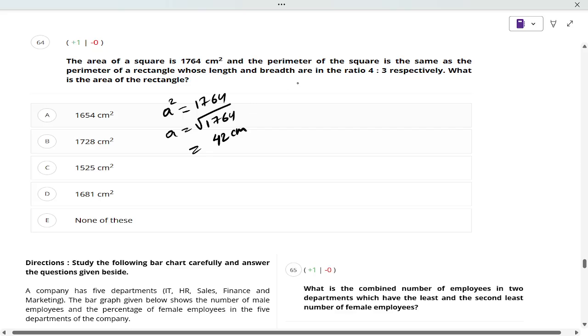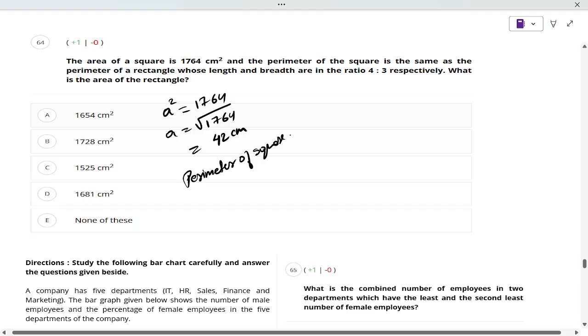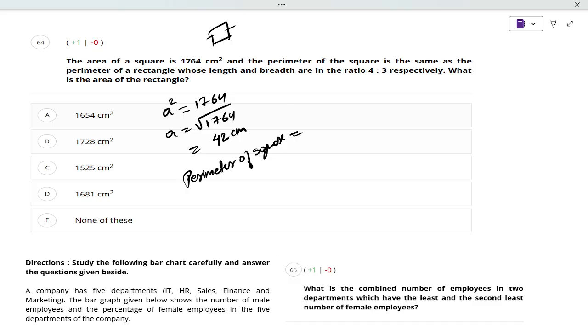Alright, the perimeter of the square is the same as the perimeter of a rectangle whose length and breadth are in the ratio of 4:3. Now let's find the perimeter of the square. Perimeter means the sum of all the sides. In a square we have 4 sides, 1, 2, 3 and 4. So here 4a, and 4 into 42 is nothing but 168. Now this is equivalent to the perimeter of the rectangle, right?